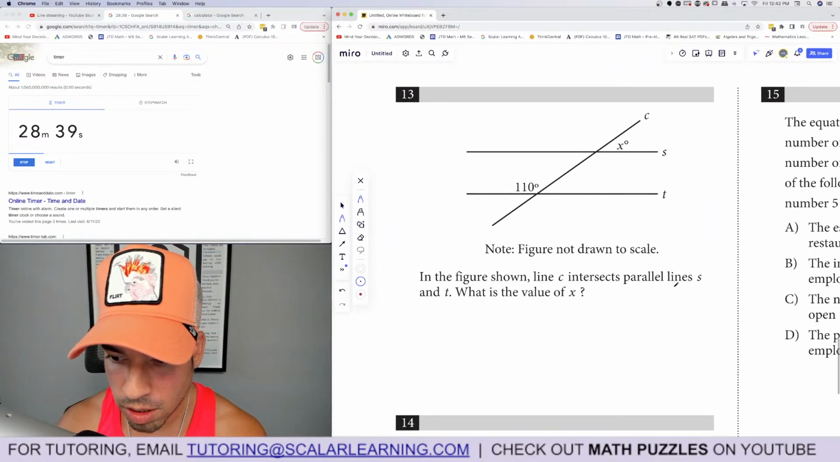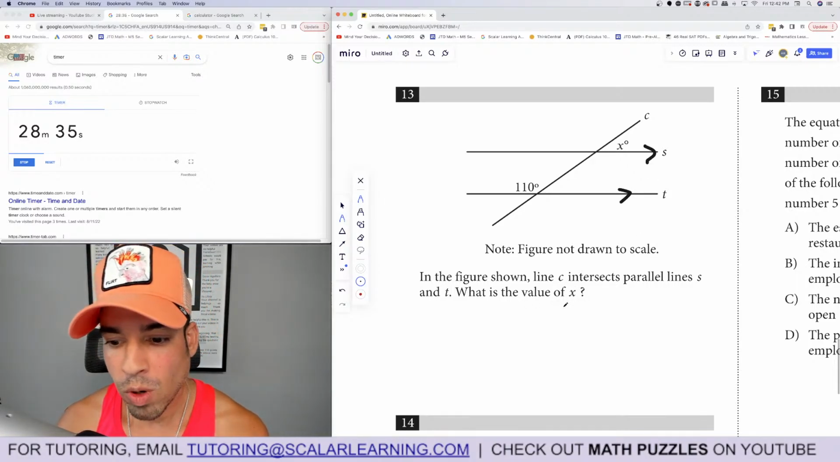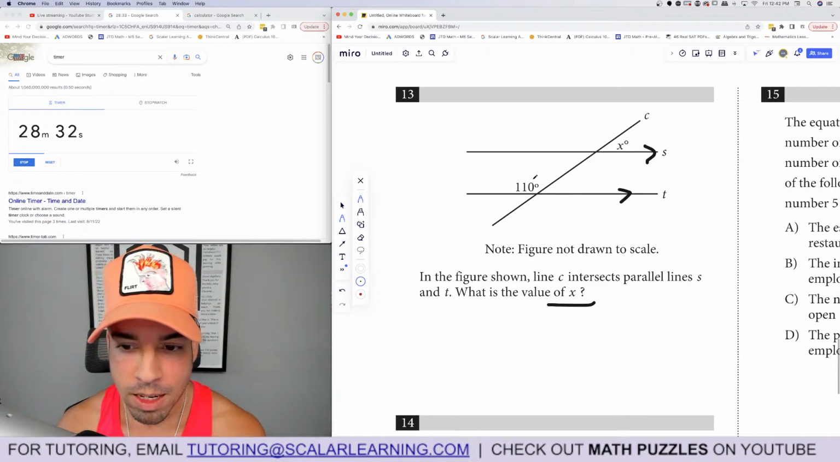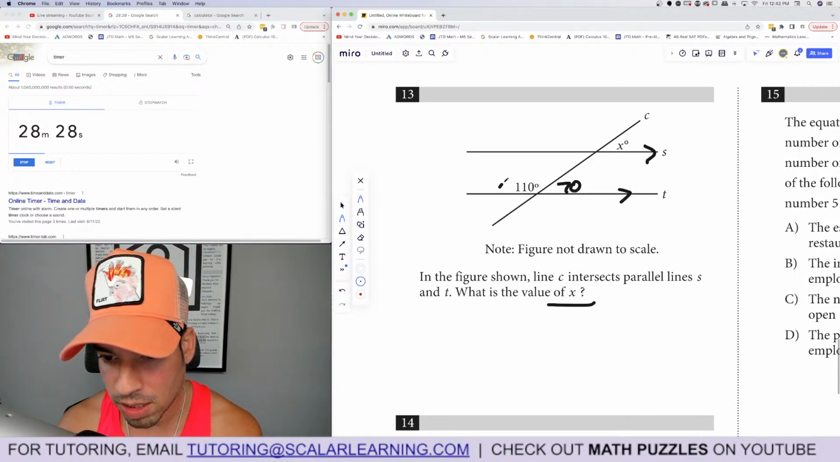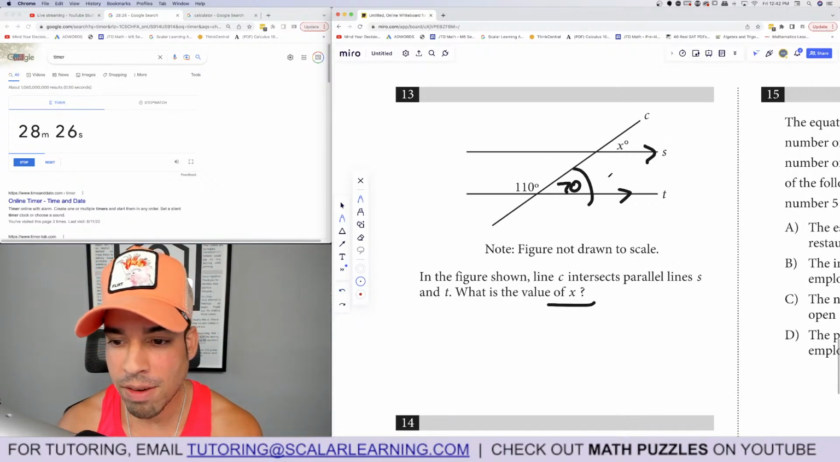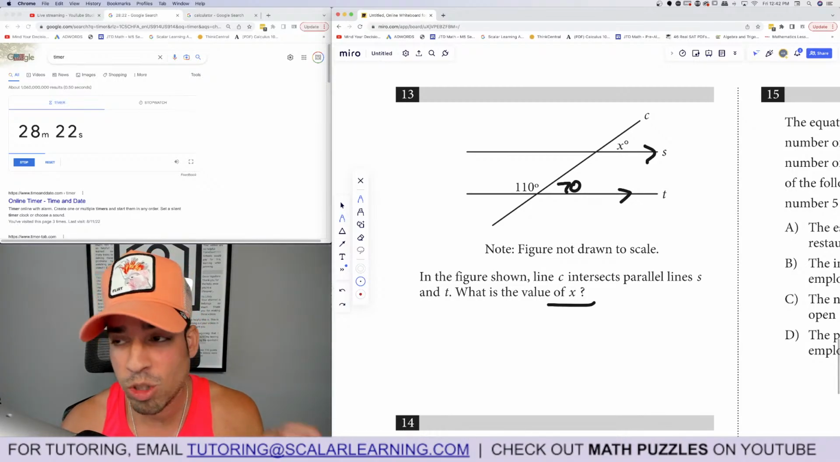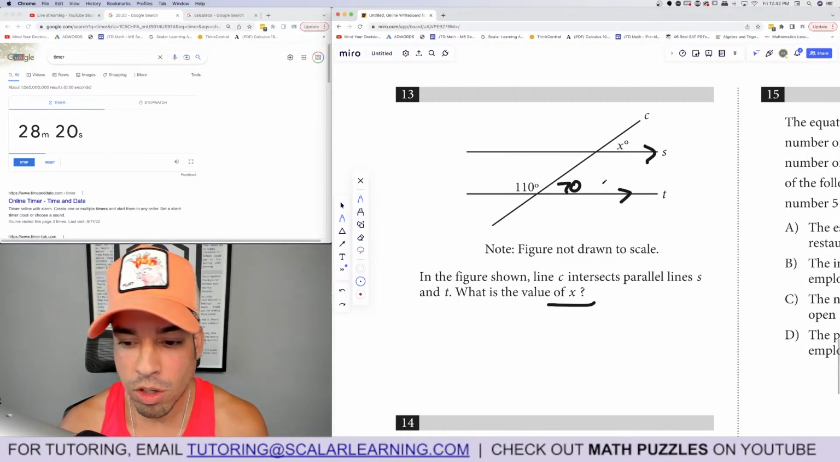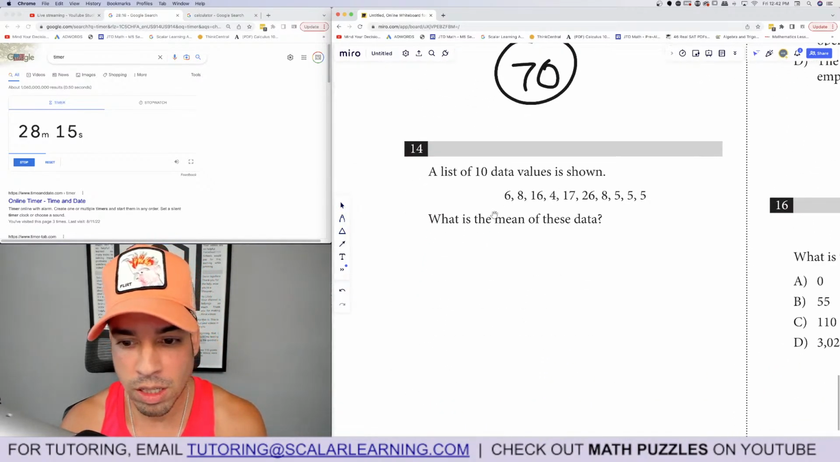Sweet. Geometry. Let's see, there's parallel lines. So I mark that they're parallel. What is the value of x? Now, here's the deal, right? If this is 110, this angle here is 70 because these are supplementary, right? And then 70 and x are congruent because they are corresponding angles. You don't need to know the names, but you need to recognize it. So if they're congruent, that means x is 70. Boom, done.